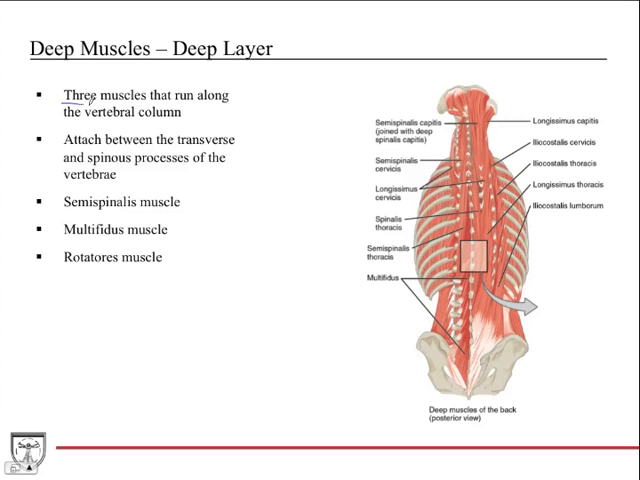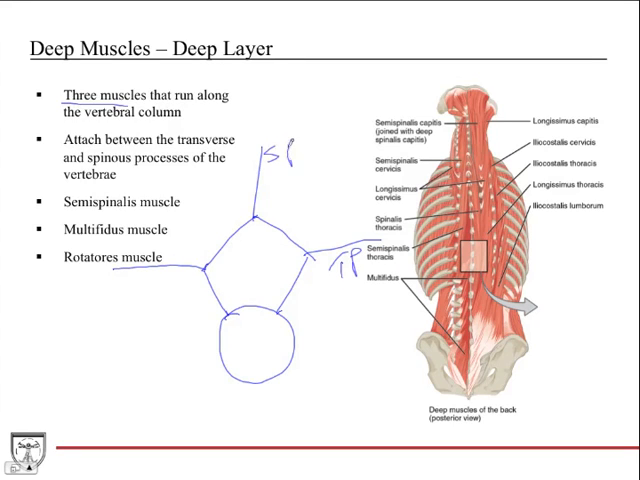So this is three muscles that, again, run along the vertebral column, and they attach between the transverse and spinous processes of the vertebrae. So if we draw our vertebral body like this, we have our pedicles out like this, we have them come in like this to form the lamina, and then you have your spinous process out here, transverse process coming out from that junction of the pedicle and the lamina. So you have their SP.